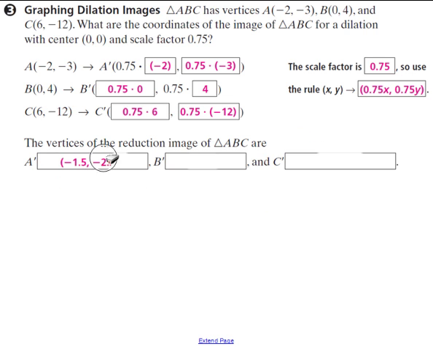And so our new values: negative 1.5, negative 2.25. For B, we get 0 and 3. Notice this stays 0. If it started at 0, it stays at 0. And then 4.5 and negative 9 for C. So the rule, if you have a scale factor and you're looking at a dilation within a coordinate plane, as long as the center of that dilation is 0, 0, then you just take the scale factor and multiply by the x, multiply by the y to get your new coordinate. Once you get all of your new coordinates, plot them, and you have your new shape based on the dilation.